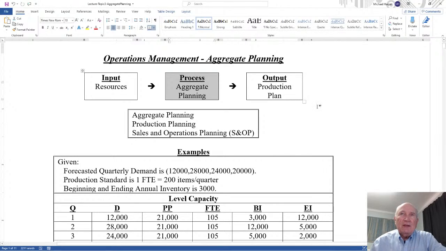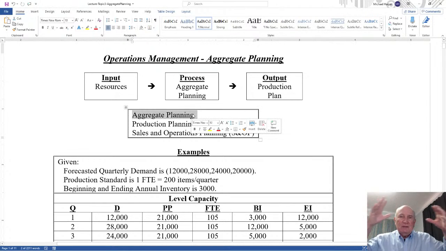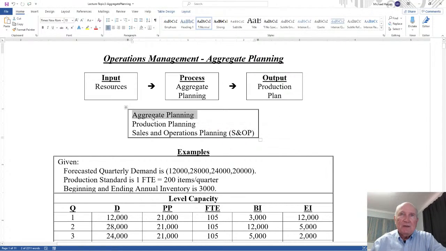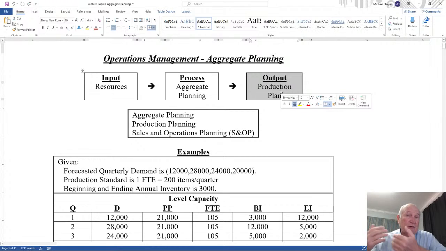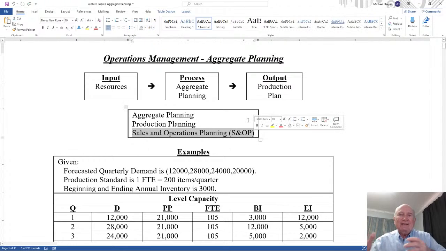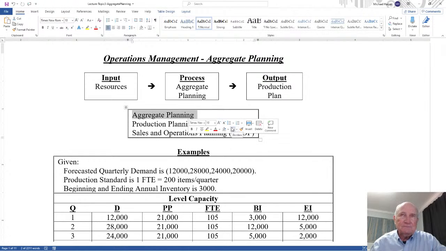So aggregate planning has different names. We're looking at aggregate planning because that's kind of a catch-all term for top-down analysis. Now, production planning is focusing on the output. The whole point is creating a production plan. But sales and operations planning focuses on connecting the production, the demand, the sales with operations. But all of these, the way I'm teaching this, will be under the umbrella of aggregate planning.